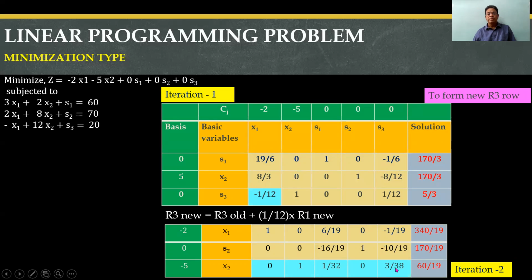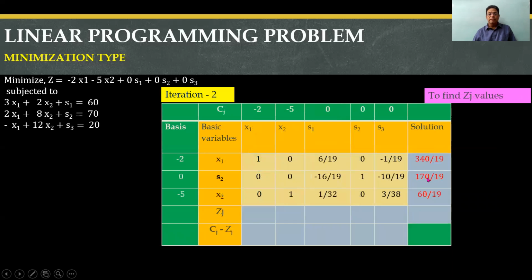Now this is our new table, and this will take the place of this. Now see, when I change this, we have X1, X2 and S2 as the elements in the basis. So this X1 column, S2 column and X2 column, these three columns will form the identity matrix, and S1 is no longer part of the solution. S1 is no longer part of the solution and also this will not be part of the identity matrix.